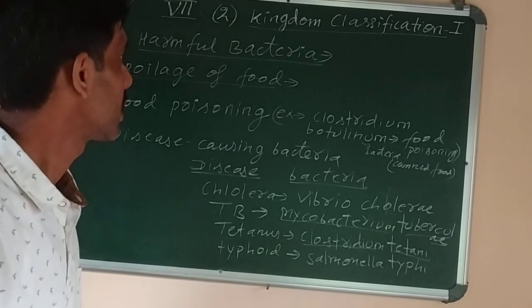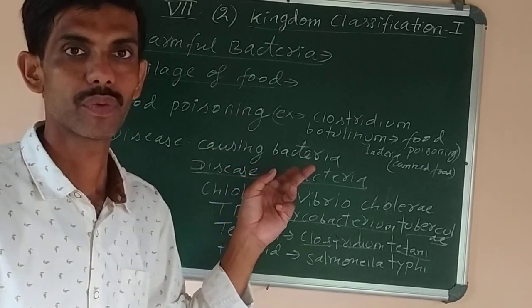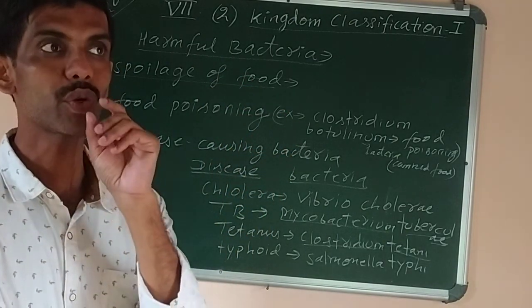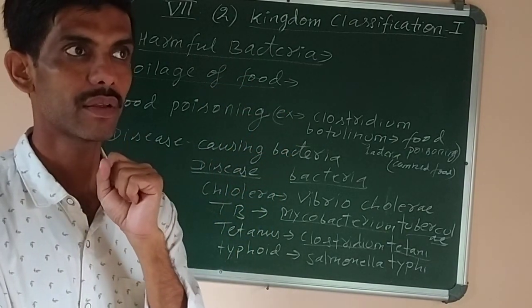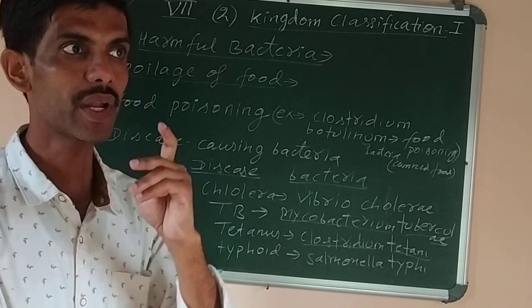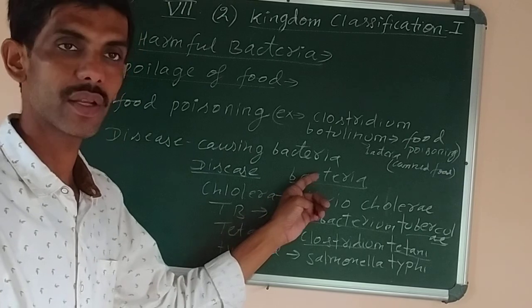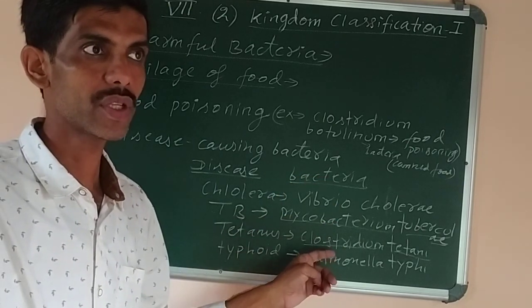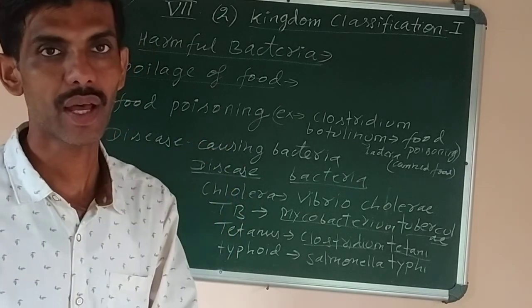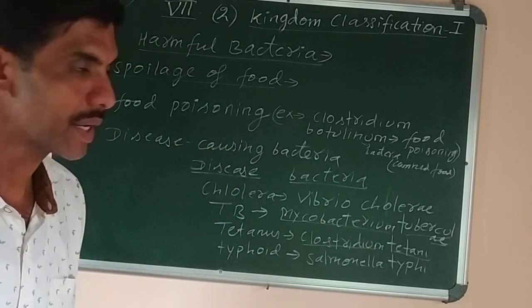Then second, give any 2 effects of harmful bacteria. And the third question, write the name of any 4 diseases and the bacteria which cause those diseases. So write the name of 4 human diseases and the bacteria which cause that disease. Okay?